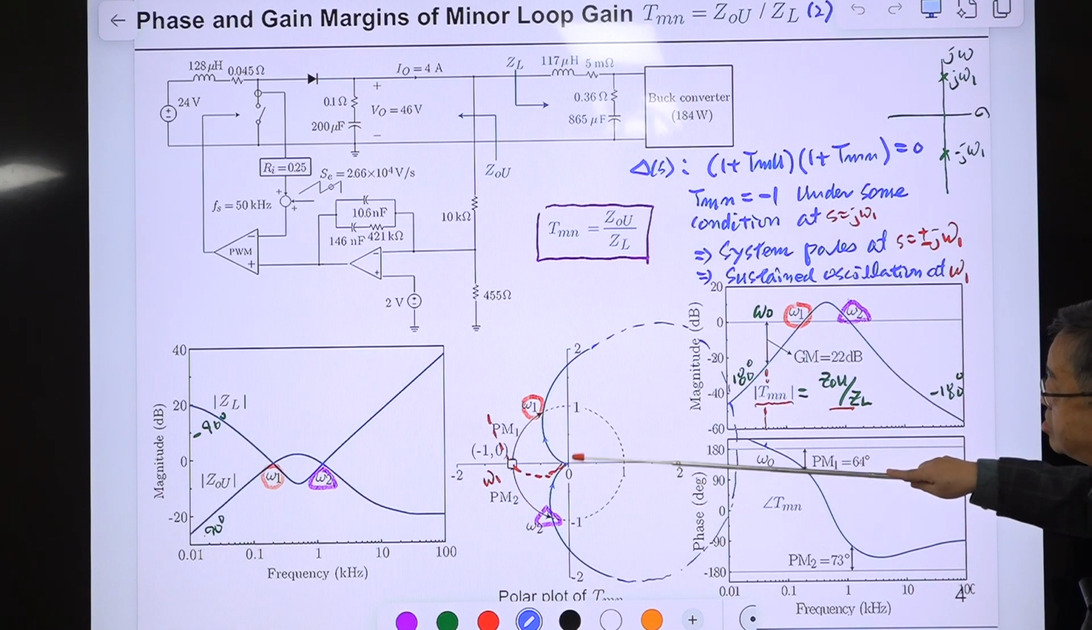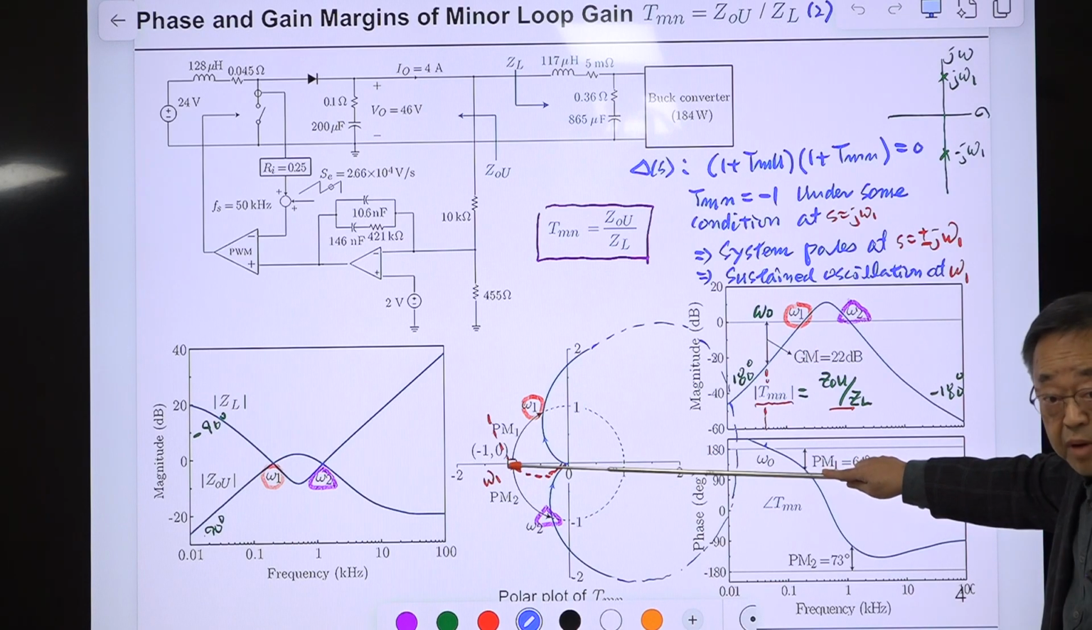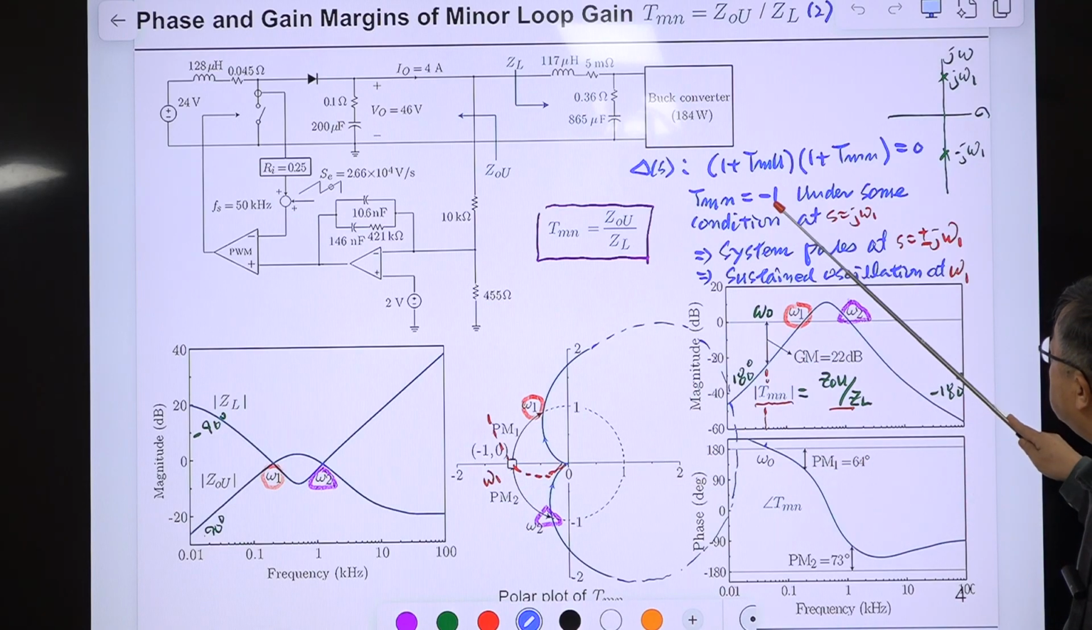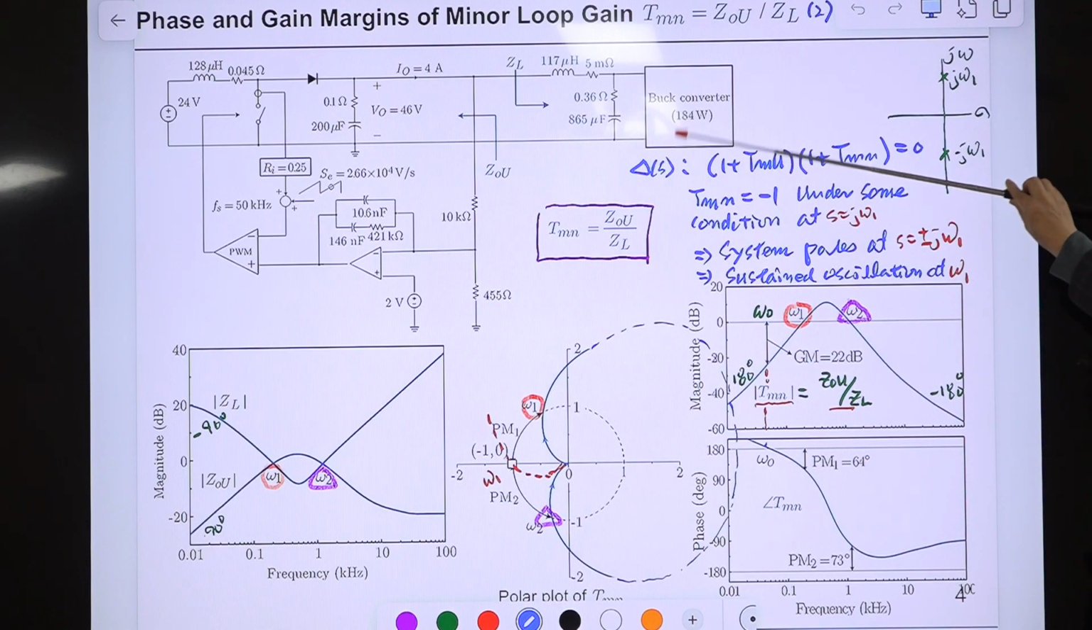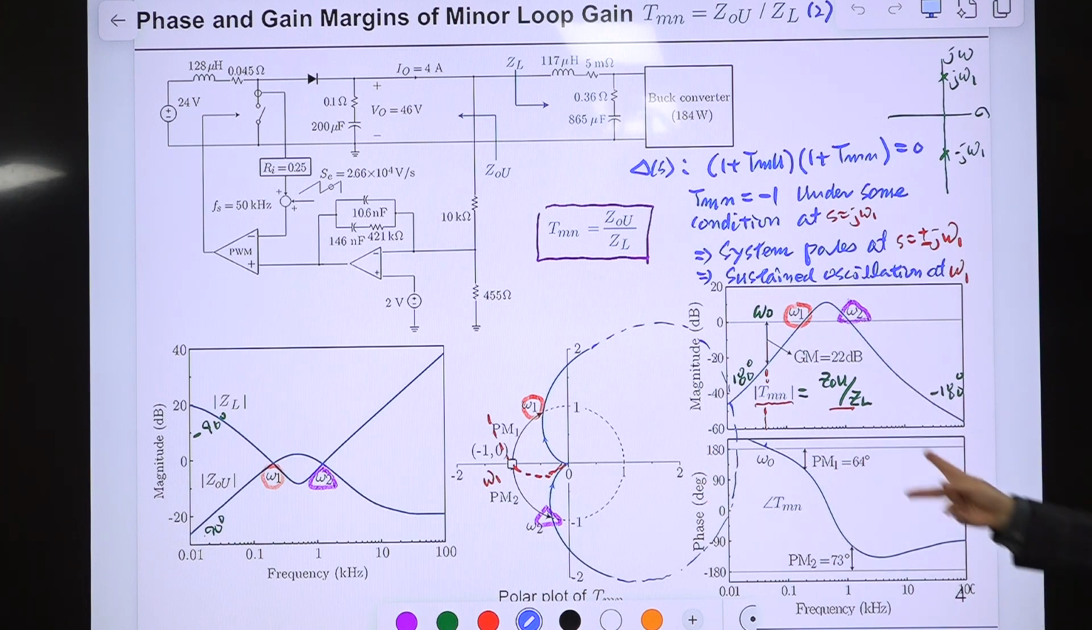This is the unit circle. The distance between the origin and this point is 1, and the phase becomes minus 180 degrees. Then the story follows, as I explained: there is oscillation at this frequency, omega 1 frequency. So we call it phase margin.